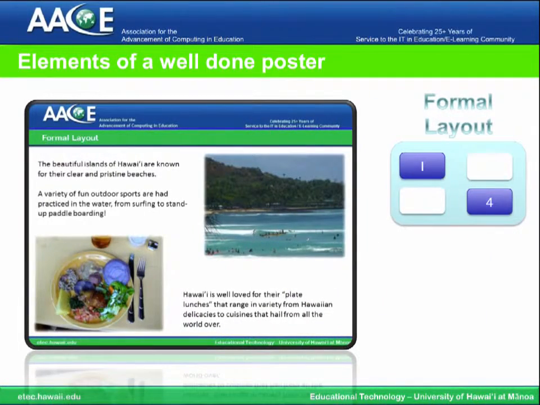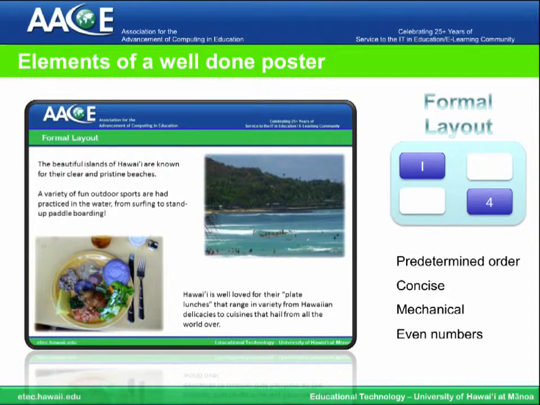Many people choose a formal layout for their poster. What this means is that there is a predetermined order for it. It's very concise, but it's also a little bit mechanical. If you notice, they're even numbers when you look at the quadrants. There are two columns and two rows.